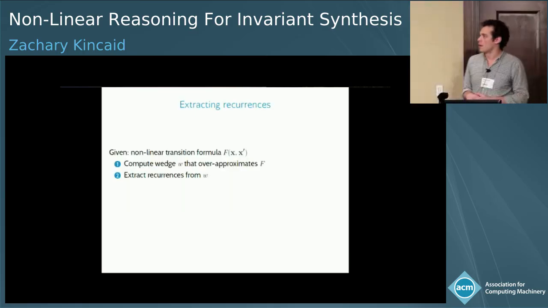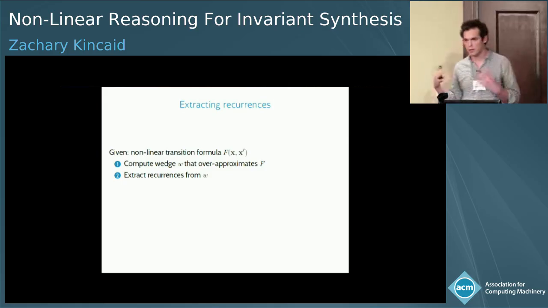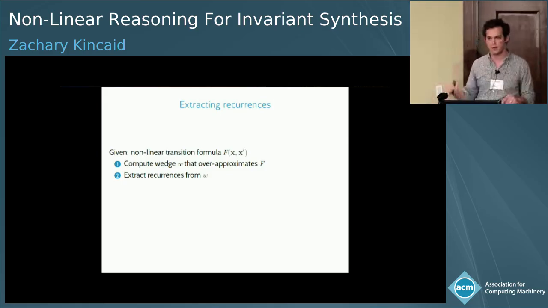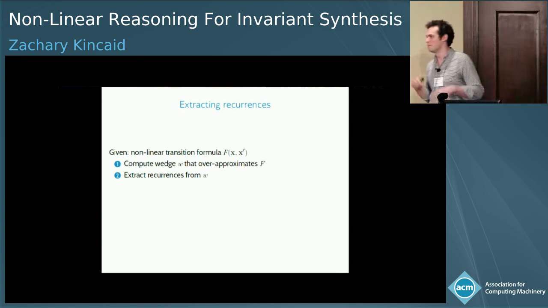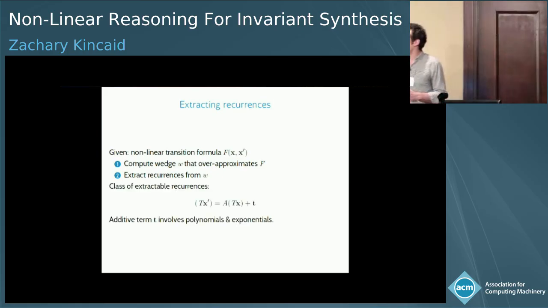All right, so the high-level process is that we start out with some nonlinear formula, we compute a wedge that over-approximates it, and then we extract recurrences from the wedge. And the process for extracting recurrences from a wedge is similar to the one I already described for the linear case based on this fixed point iteration. The mathematics gets hairier, but the intuition stays the same. And the class of all recurrences that I can extract using this technique correspond to systems of equations in which we have this additive term that involves polynomials and exponentials.